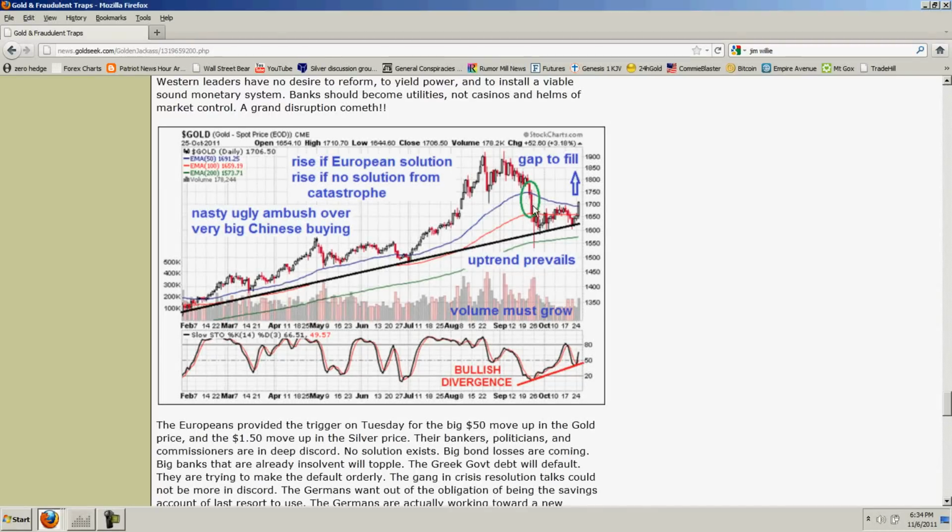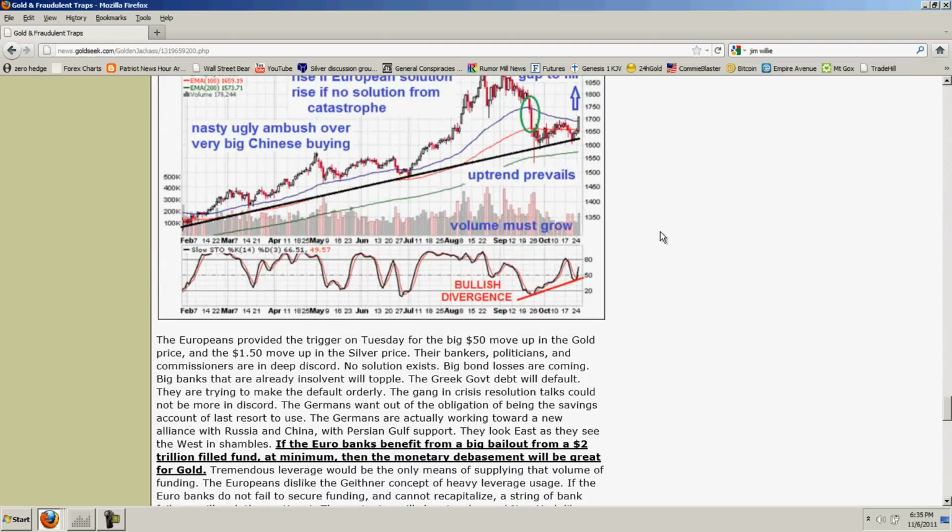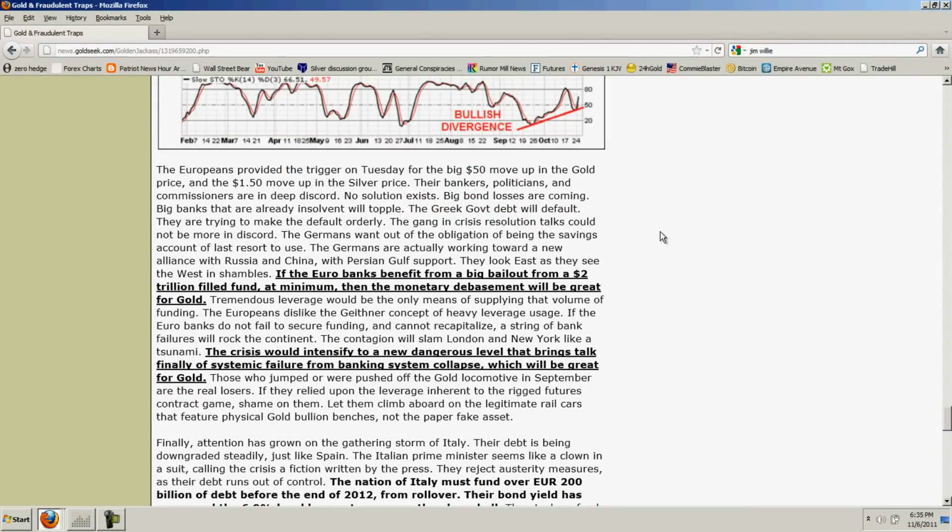Now he gives the gold chart, and he outlines some divergences and a gap that needs to be filled. Here's the gap here, about 1770 to 1670. You can see we're rising into that gap. Very bullish chart. The Europeans provided the trigger on Tuesday for the big $50 move up in the gold price and the $1.50 move up in the silver price.